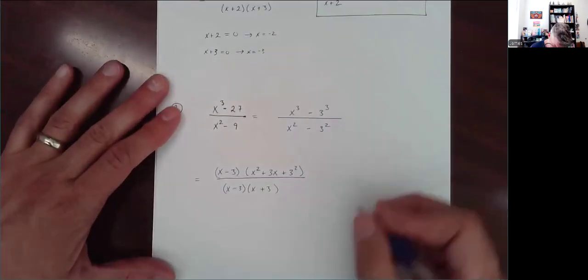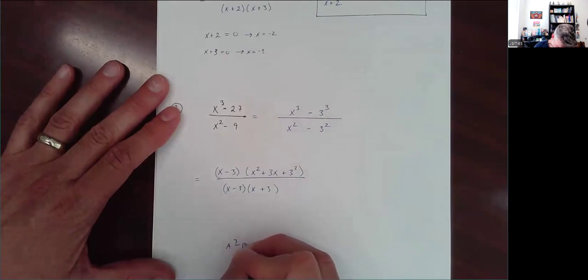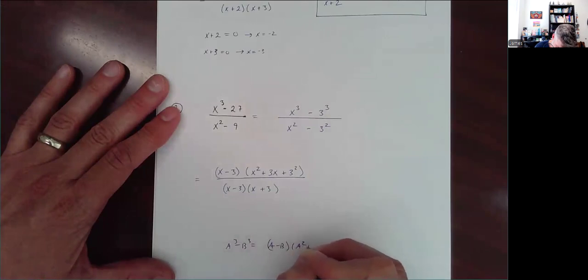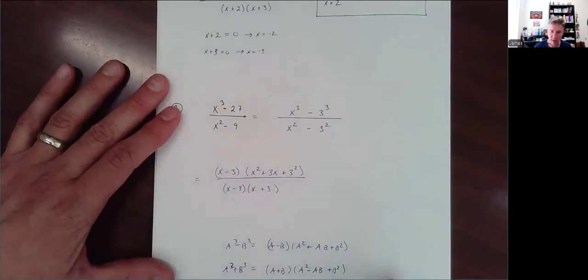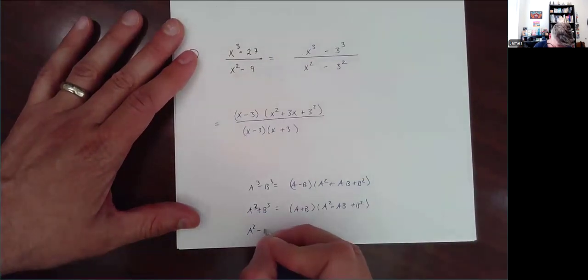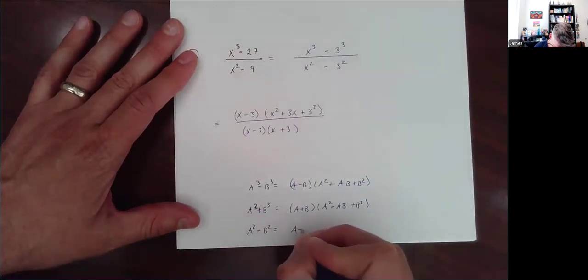It's that whole a cubed minus b cubed equals a minus b times a squared plus a times b plus b squared. And similarly, a cubed plus b cubed, the sum of cubes, is a plus b times a squared minus a times b plus b squared. And finally, a squared minus b squared, a difference of squares, is always a minus b times a plus b.